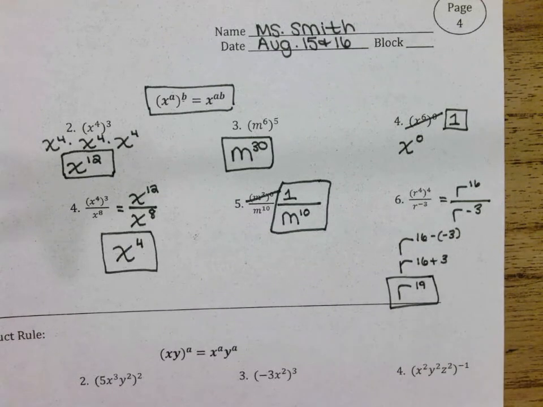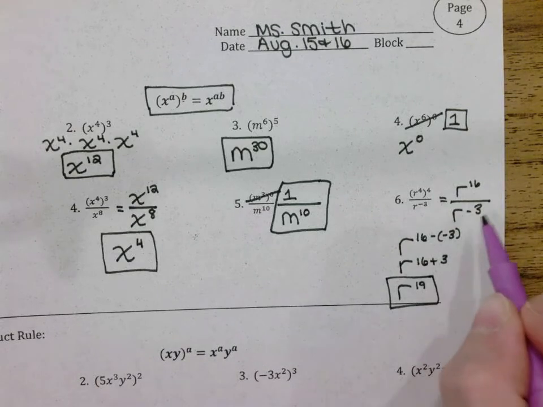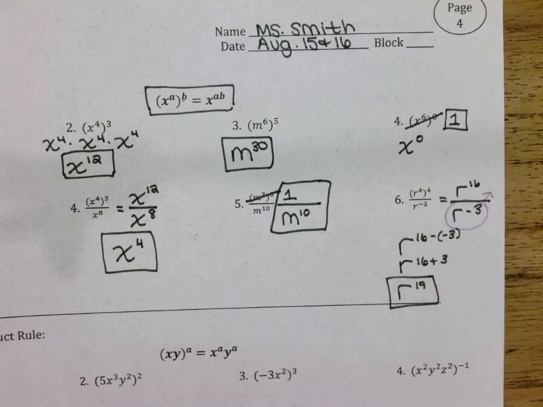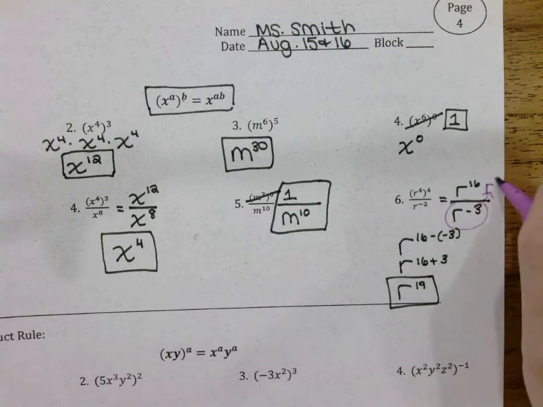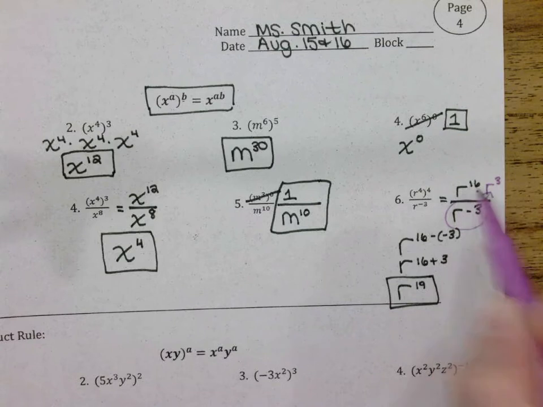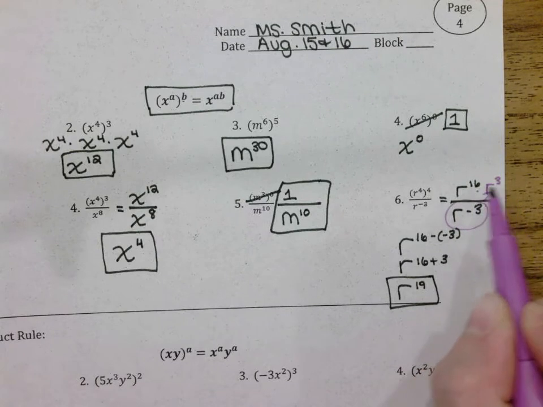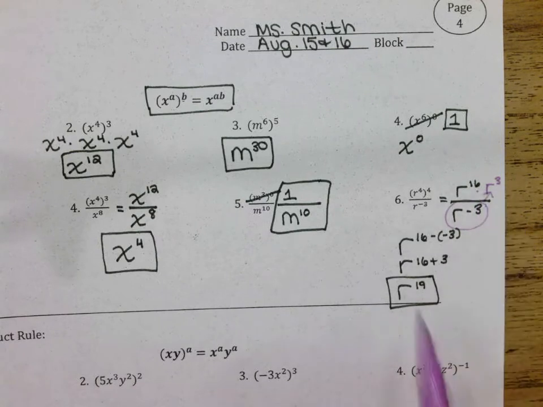And the other way to go about this, and you don't have to do it this way, but if you want to, you could say, well, we don't like negative exponents. So we would have to take this negative exponent and bring it to the top in order to make it a positive 3. And so once that's positive, you can see we have r to the 16th times r to the 3rd. We're multiplying with the same base, we add our exponents. And so 16 plus 3 still gets us that r to the 19th. So that's just a different way to go about it and get the same answer.